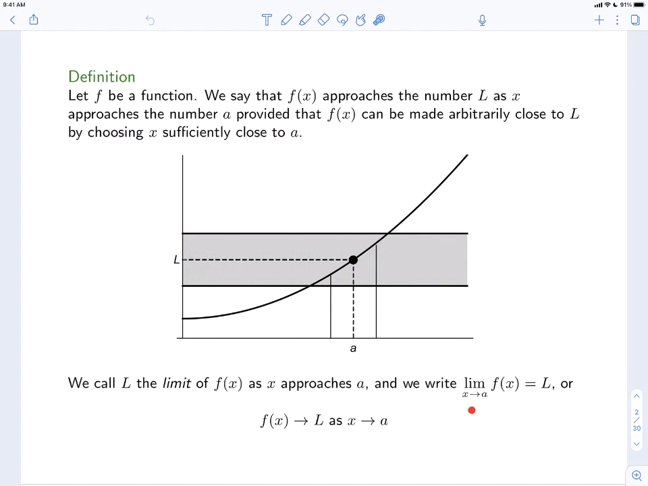And we write it this way: the limit, and then we write x approaches a underneath the limit. So we write lim for limit, and then underneath that we write x arrow a. The limit as x approaches a of f at x is equal to L. We also just write that f at x approaches L as x approaches a.